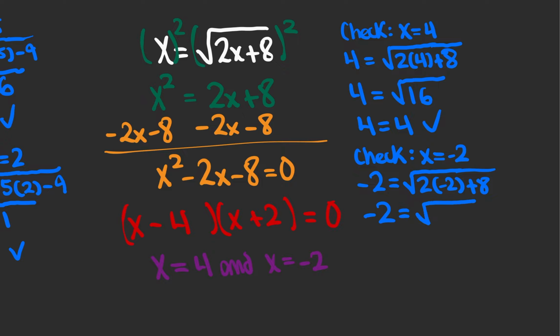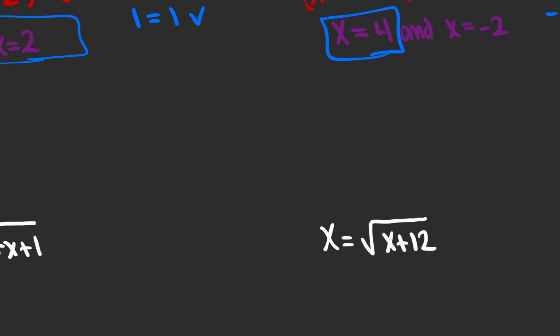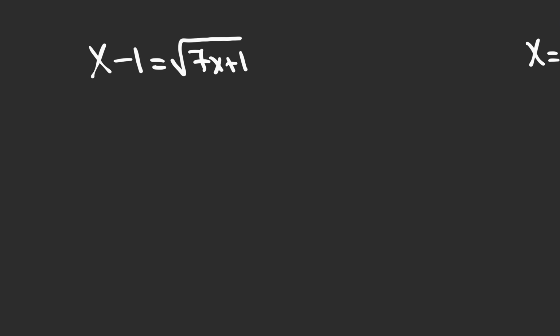And on the right-hand side, we have 2 times negative 2. That's negative 4. Negative 4 plus 8 will leave you with positive 4. So we have negative 2 is equal to the square root of 4. The square root of 4 is positive 2. So this one does not check out. Hence, the only solution will be x equals 4. All right, let's move on to our next question.